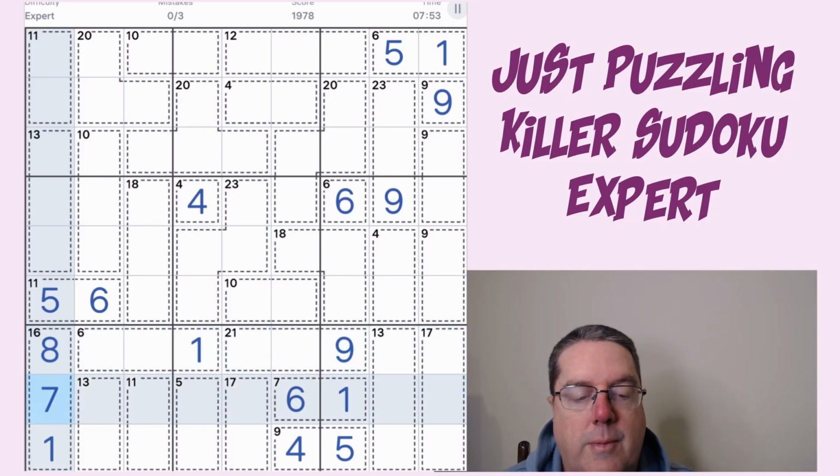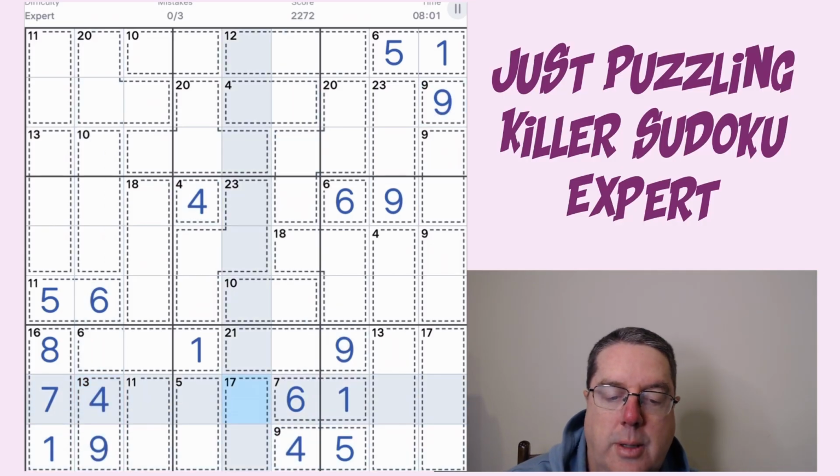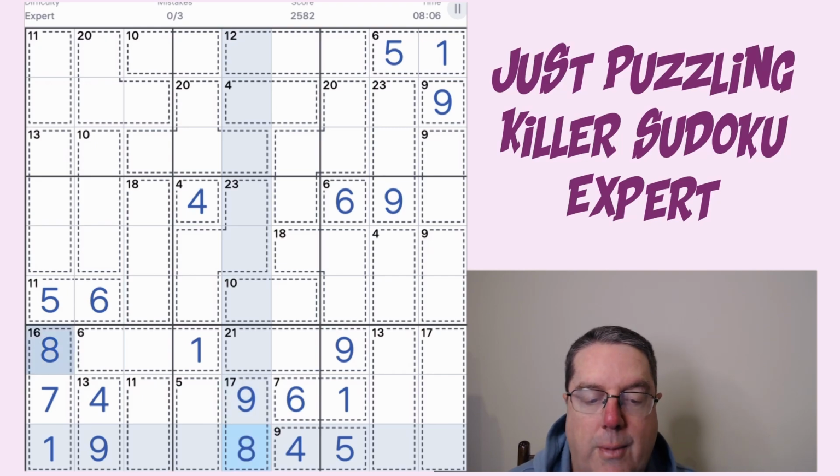So 8 and 7, that means this is going to be, 7 and 6 can't be possible, 8 and 5 can't be possible, so this is 4, because of that 4 there, and 9, which means that this is 9 and 8.